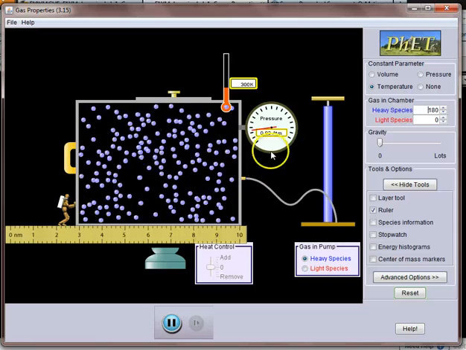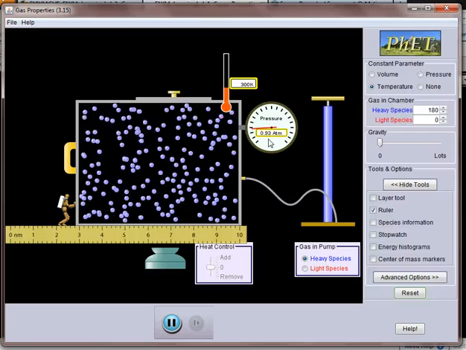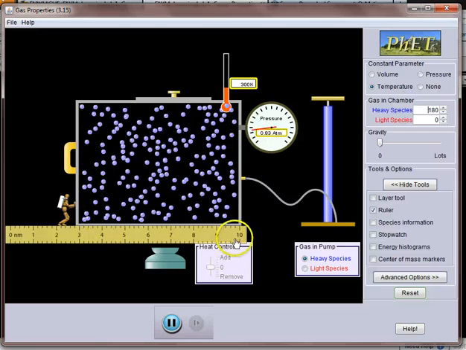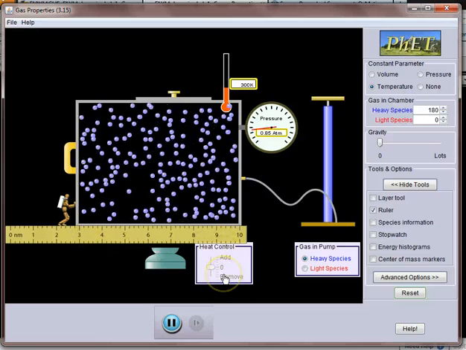Okay, so note what the pressure is. It's around 0.9. Volume is around 7 liters. Correct? You cannot change the temperature.